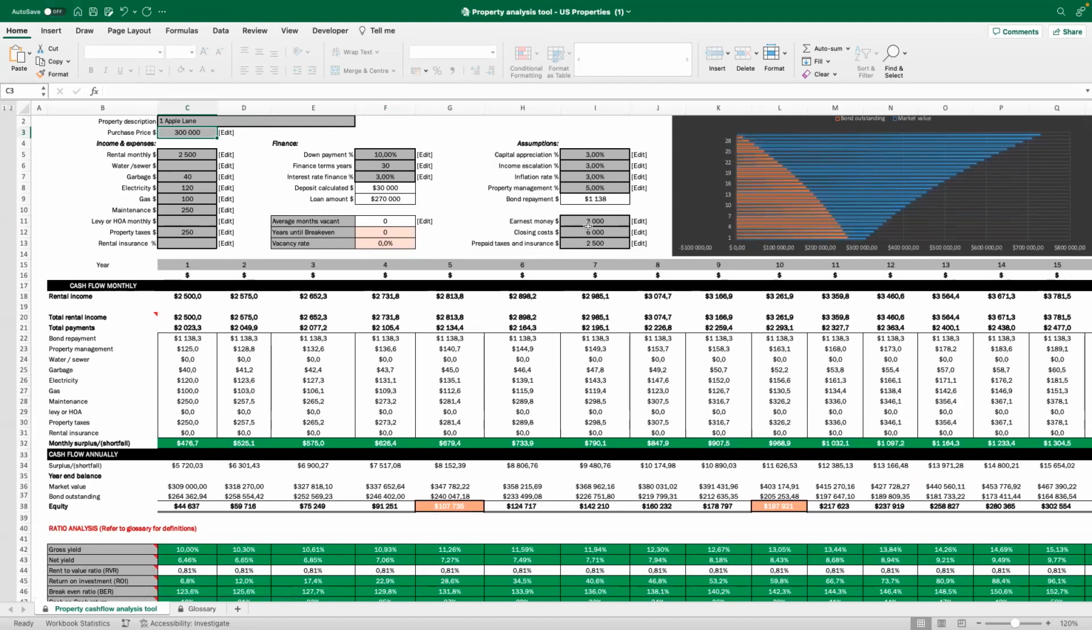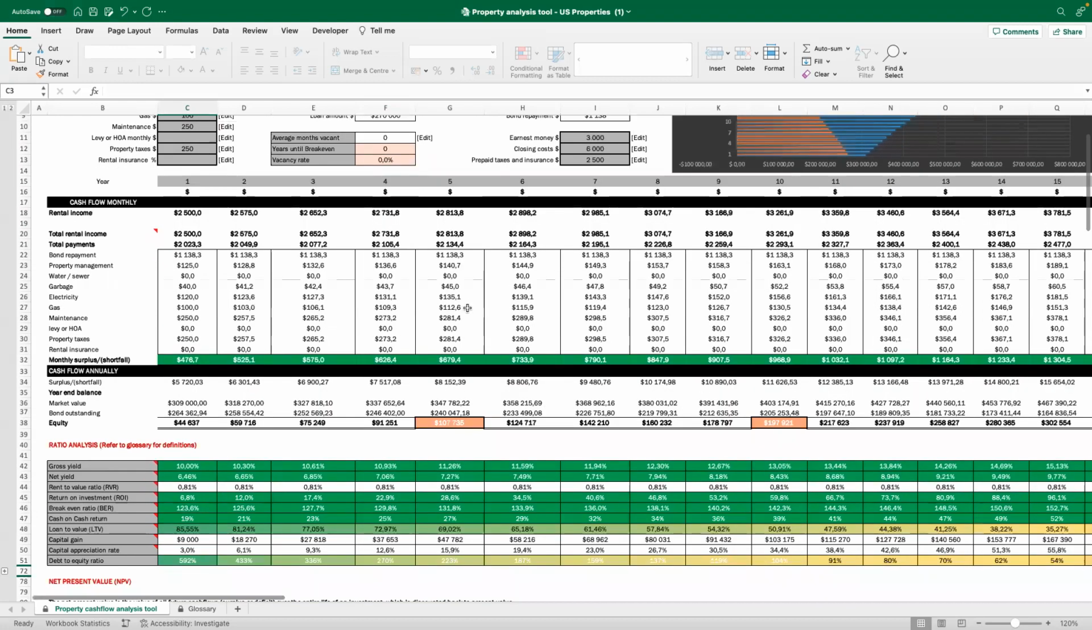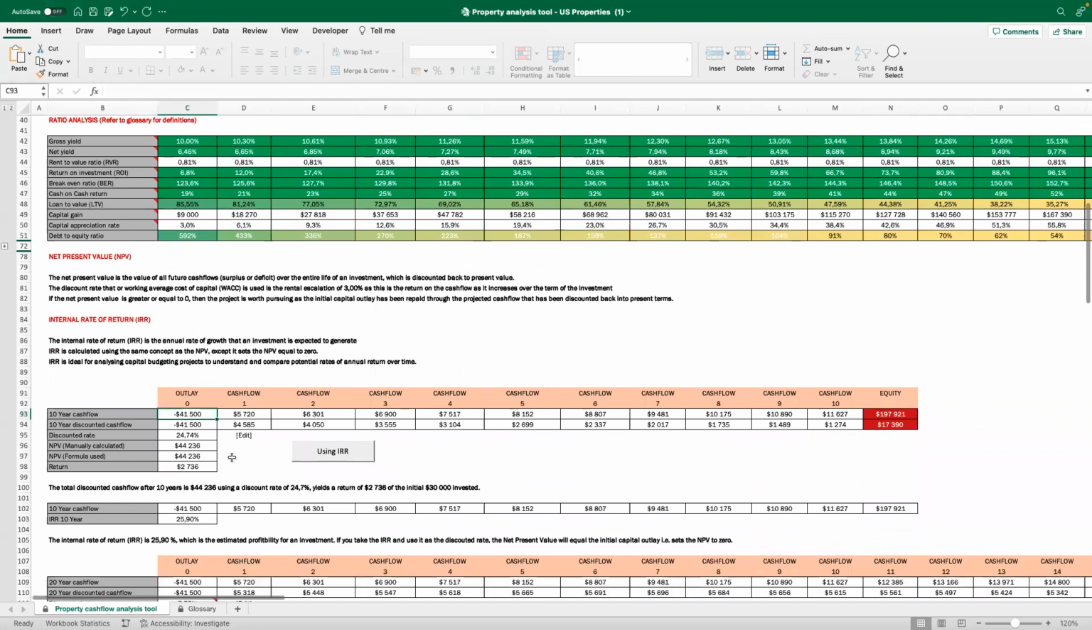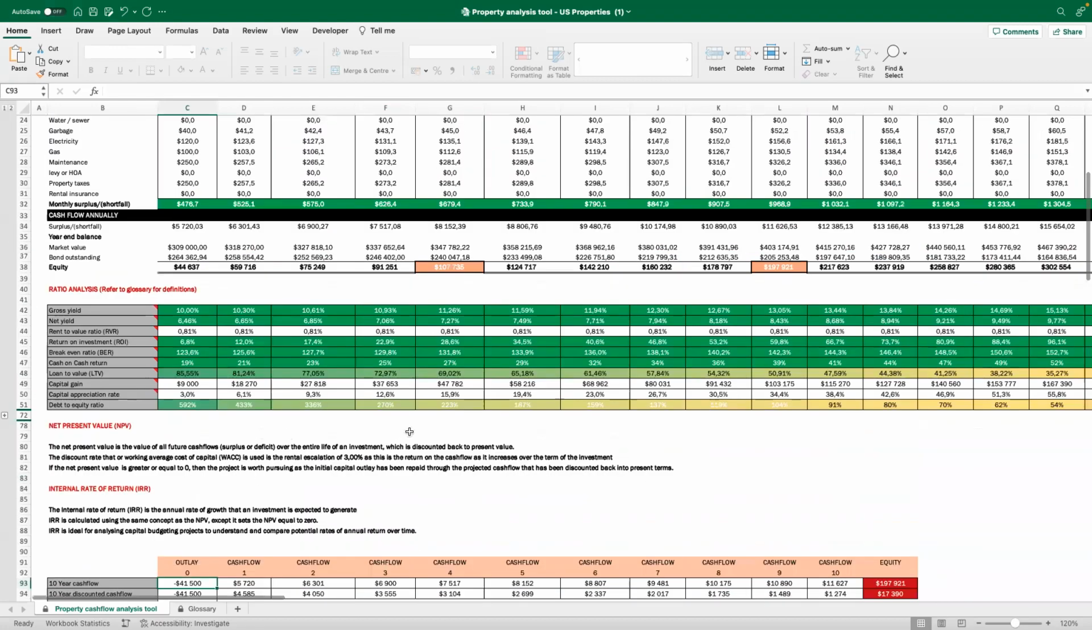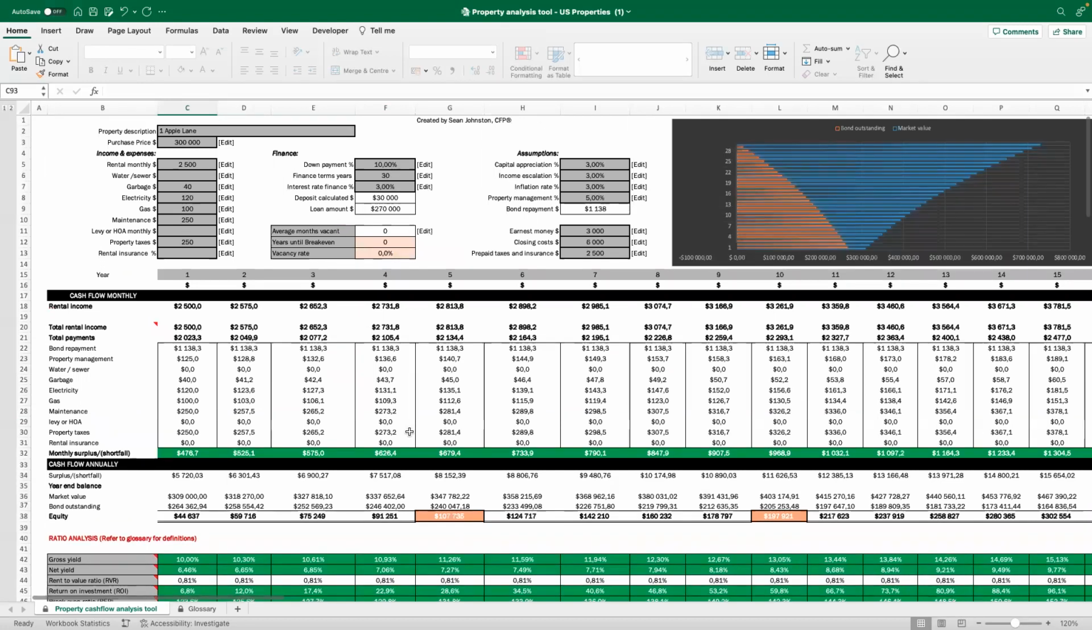And what this does, including the down payment, I put a down payment of 10%, is it takes the down payment, which in this case is $30,000, and adds these all together and pulls it through over here, because that's going to be the capital outlay when we do the calculation for net present value, which is what I'm going to get to.